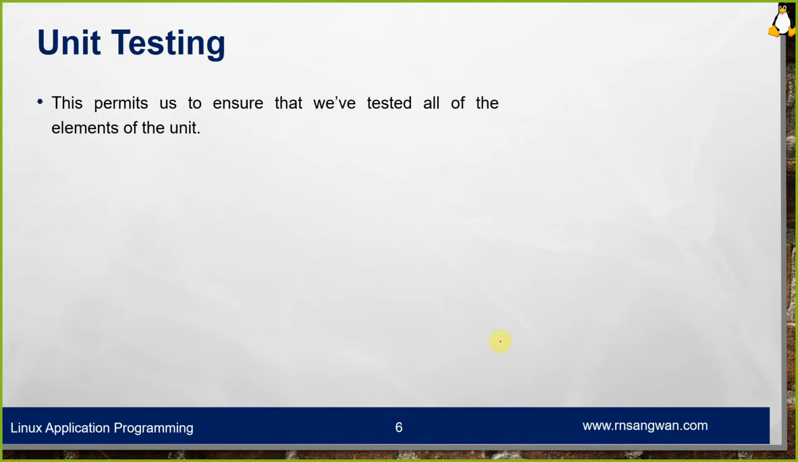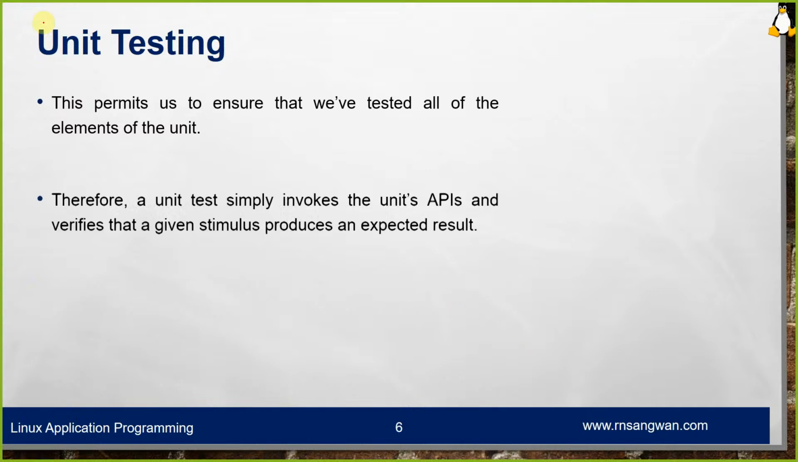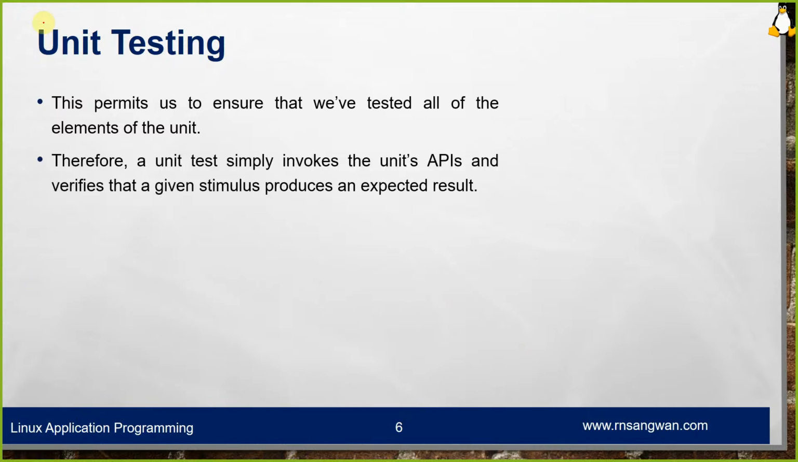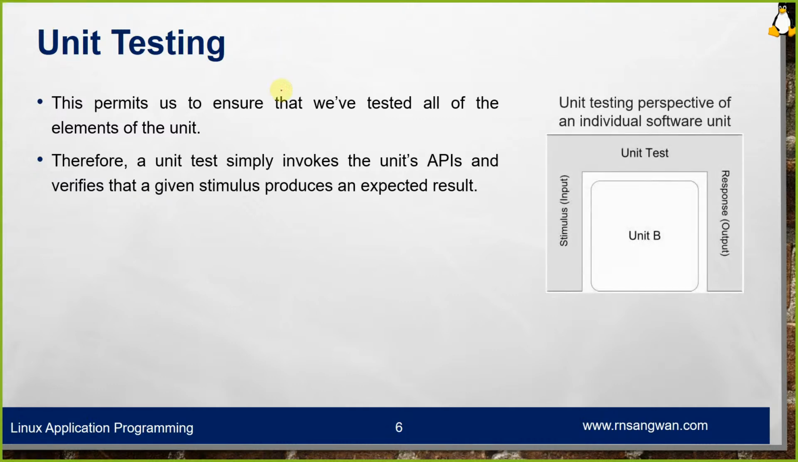This permits us to ensure that we have tested all the elements of the unit. Therefore, a unit test simply invokes the unit's API and verifies that a given stimulus produces the expected result. So, this is the sample data we put inside the unit test, and we expect the output from the unit, and this makes the entire unit test. So, in a unit, we insert sample data, we expect sample output, and we verify if we are getting the same output, then we say the test passes.